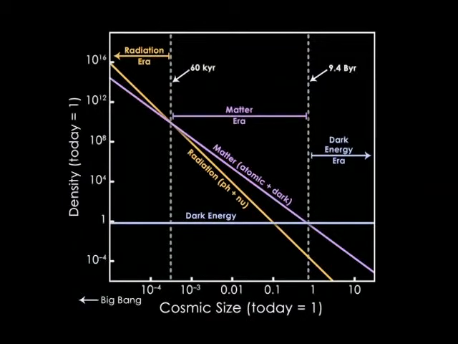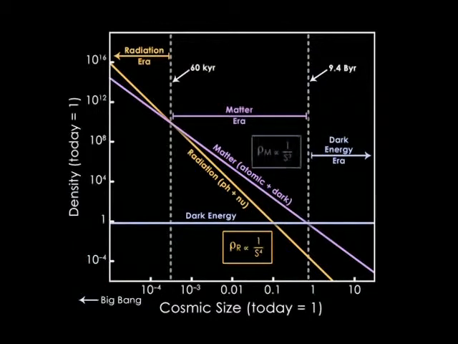But notice that the line for radiation is steeper. That's because it's increasing with scale factor to the 4th power, while matter's density only increases with scale factor to the 3rd power. So although radiation starts out today much less important than matter, the two lines cross when the universe was 5,000 times smaller than it is today. That's roughly 60,000 years after the Big Bang. And at that time, radiation and matter densities were equal. And of course, this separates the two great cosmological eras, the radiation era and the matter era.